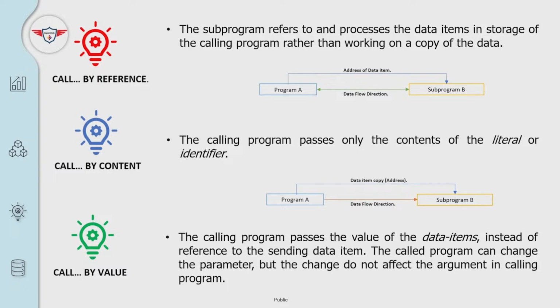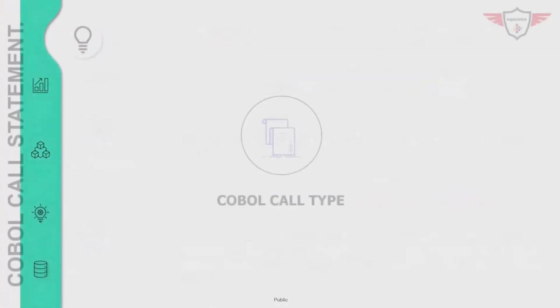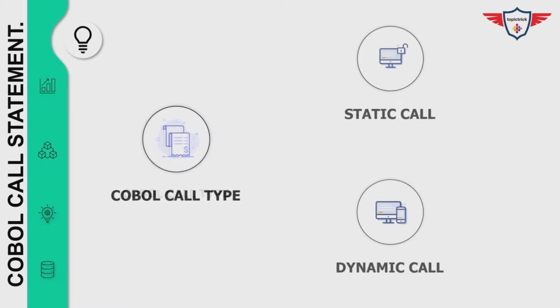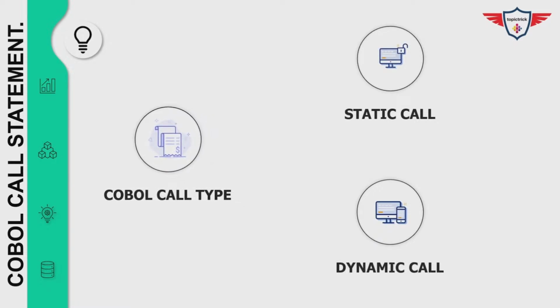Now let's focus on the various methods of transferring control from one program to another program. In general, call statements are divided into two categories. First one is static call and second one is dynamic call. Now let's try to understand the difference between static call and dynamic call.